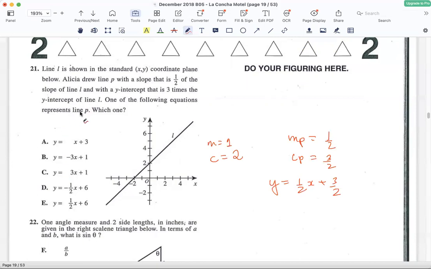3 times, right? 3 2s are 6. What am I doing? This is 6. So half x plus 6, E.